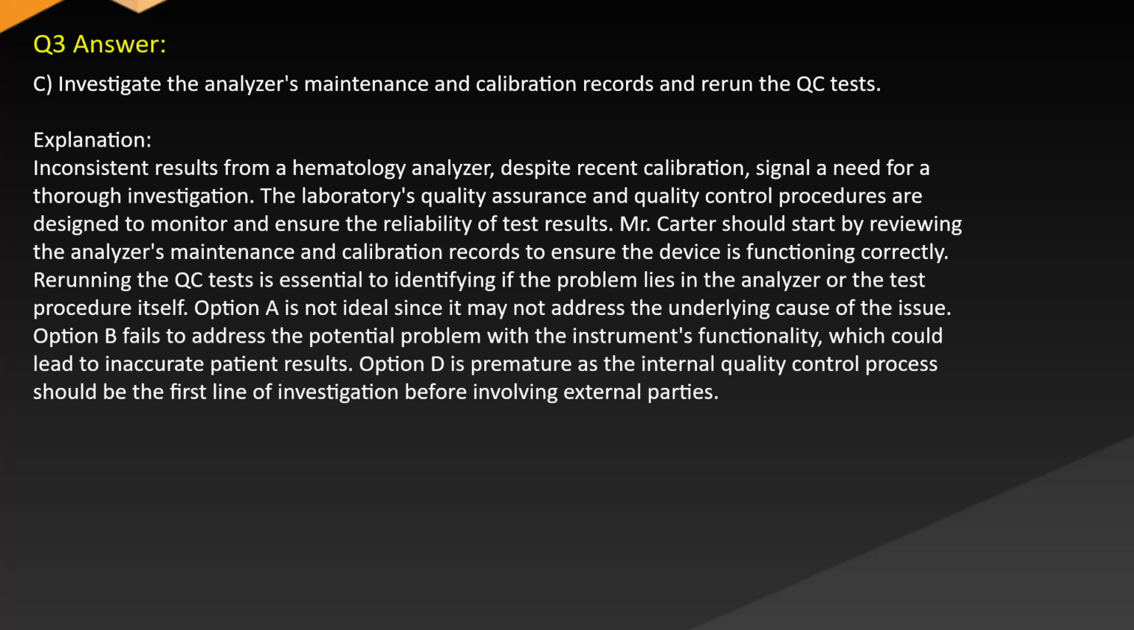Option A is not ideal since it may not address the underlying cause of the issue. Option B fails to address the potential problem with the instrument's functionality, which could lead to inaccurate patient results. Option D is premature, as the internal quality control process should be the first line of investigation before involving external parties.